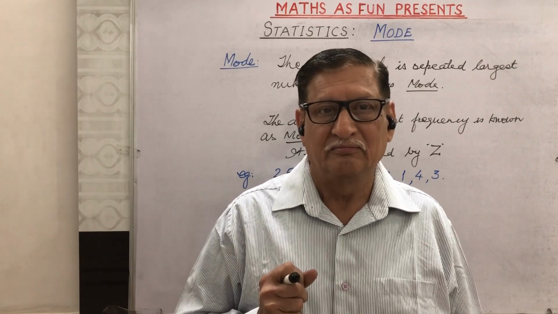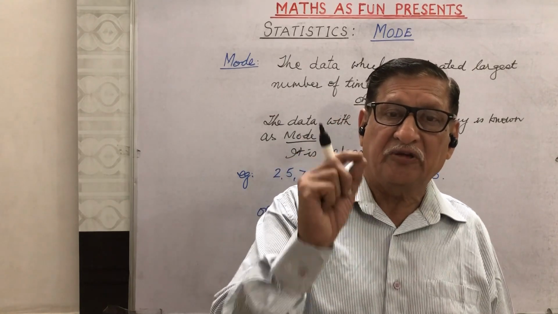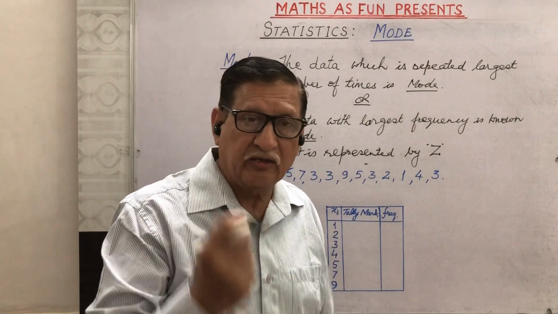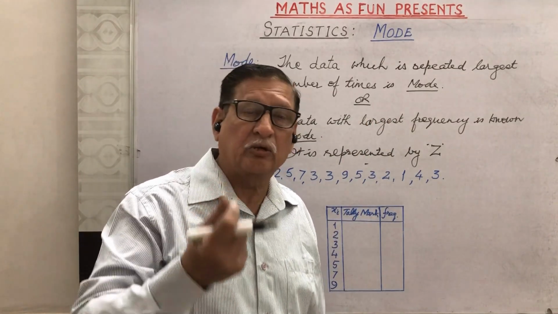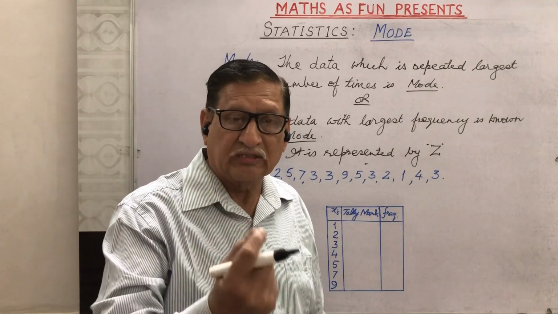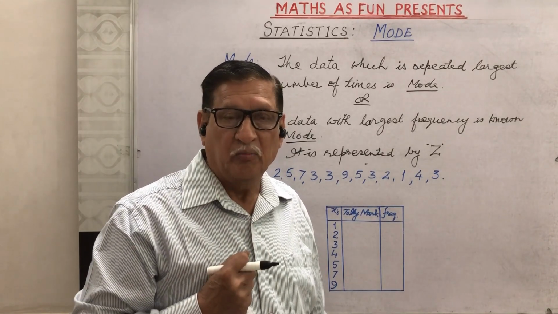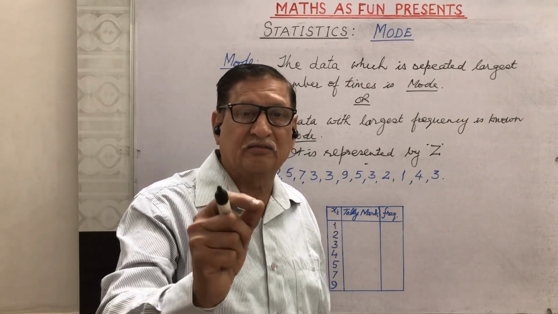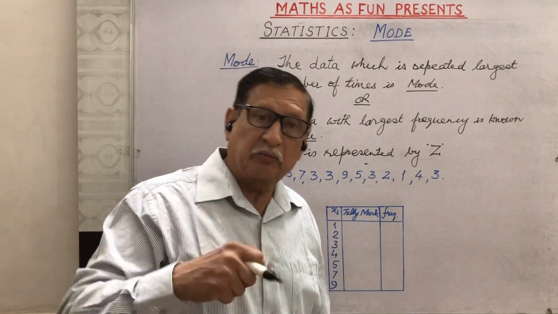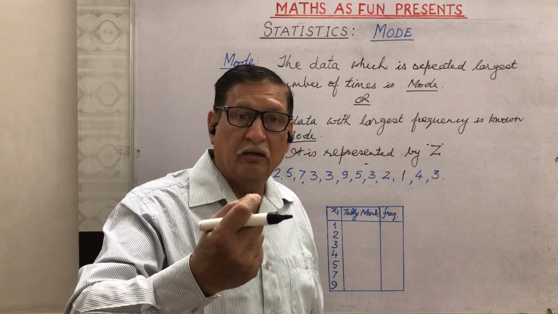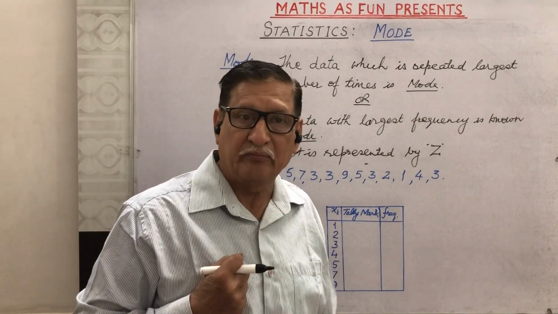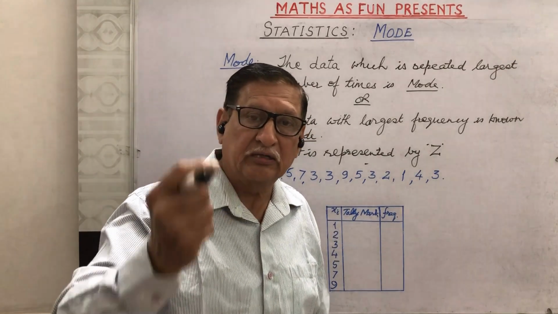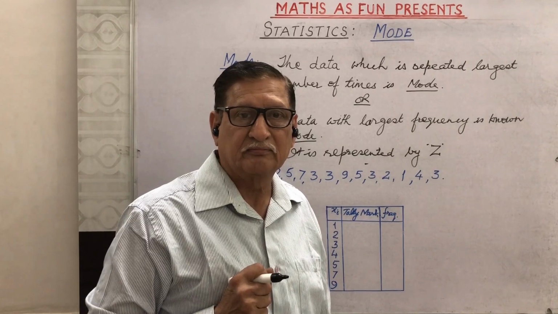What is mode? Mode actually is the data which is repeated the largest number of times. Like you see in the elections, there are many contestants contesting from one particular place. But out of them, the candidate who gets the maximum number of votes wins. It means the maximum number of people are repeating the vote in favor of him. So that is the mode of the candidates who are contesting from there.